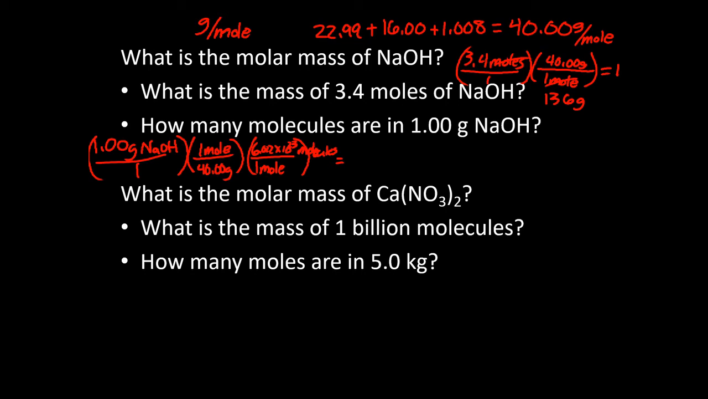And so if I do my math, 1 gram divided by 40 times 6.022 times 10 to the 23rd gives me 1.5, and let's see, I get 3 sig figs. So 1.51 times 10 to the 22 molecules of sodium hydroxide. All right. So we worked through that top one together.